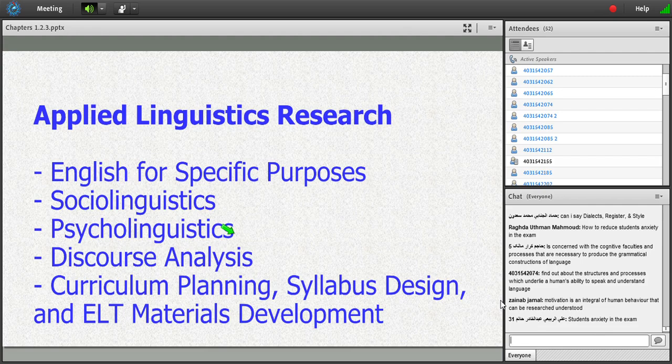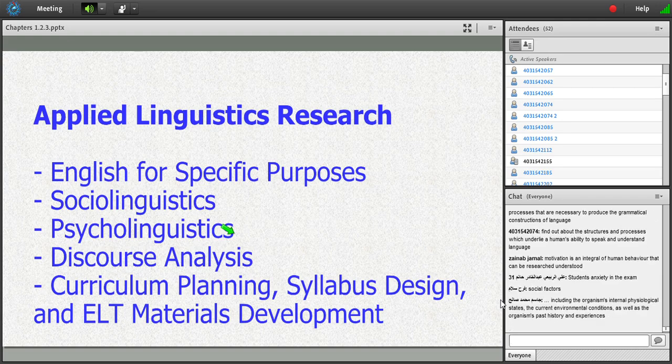Students' anxiety in the exam, that's right. A student's enjoyment in the class. For example, what are the activities that teachers can use in order to let the students enjoy the class time? Yeah, that's right. Thank you. Past history. Yes, how the students' past experiences of learning a language can influence their motivation to learn the language again.